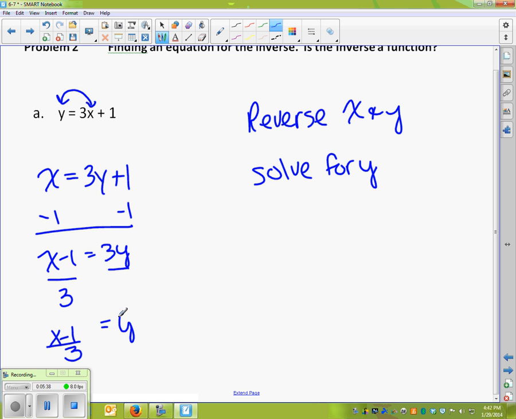And to designate that this is an inverse function, I superscript a little negative 1. Now that's not y to the negative first. That tells me this is the inverse function of the original problem. So let's compare the two equations for a moment before we move on. In my first equation, I have a plus 1 and a times 3. In the inverse equation, I have a minus 1 and divided by 3. So that's the relationship between the two equations.